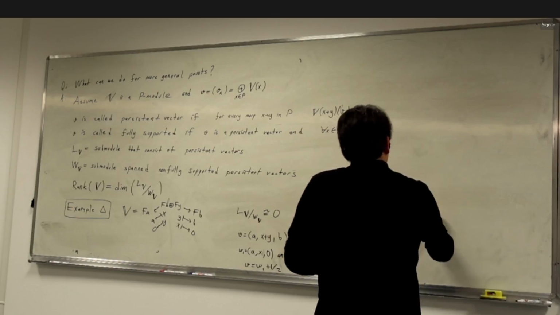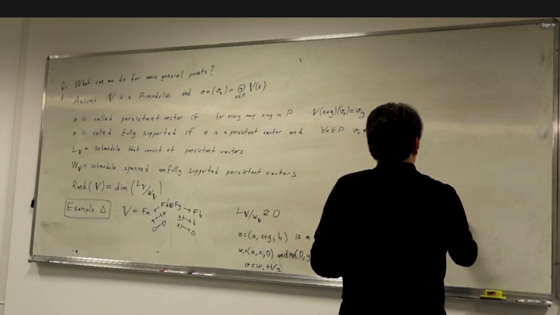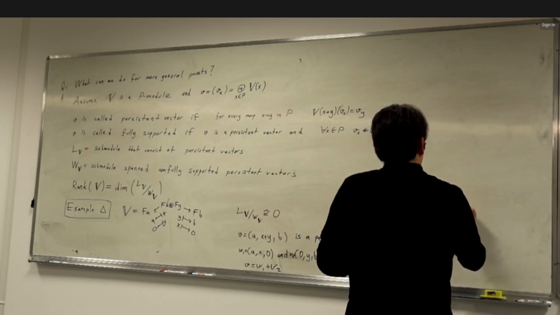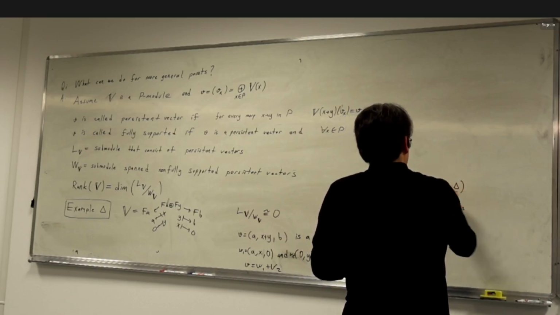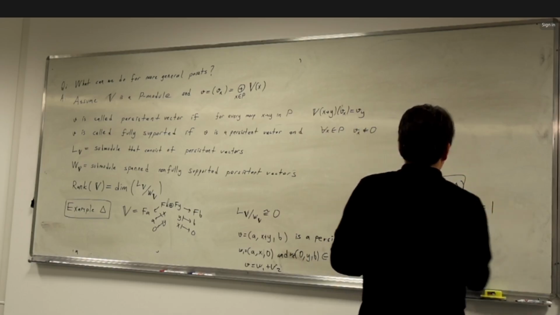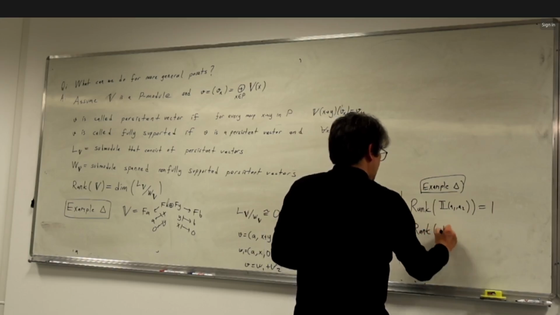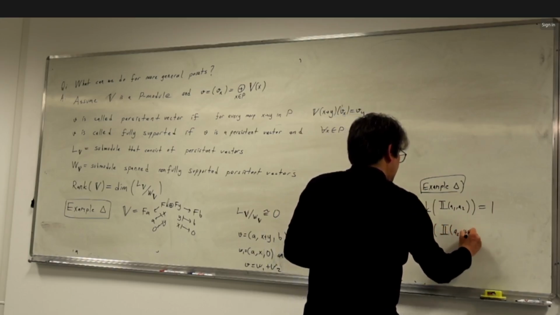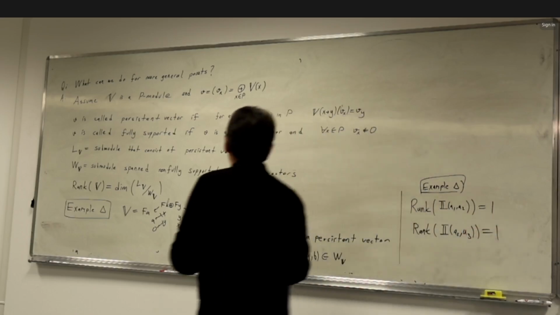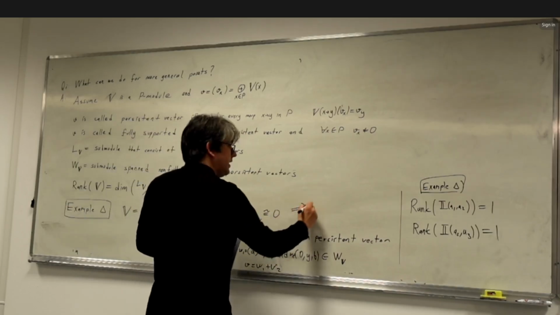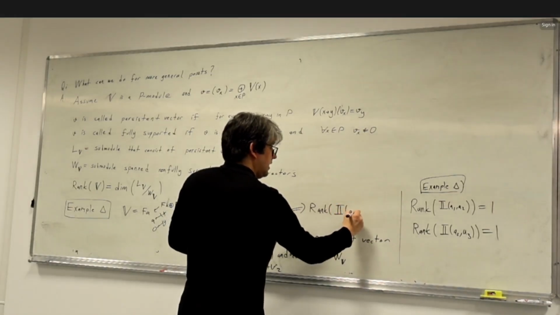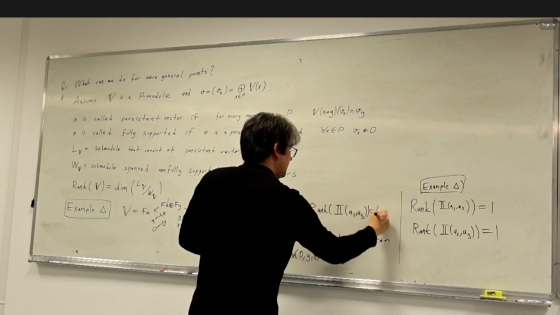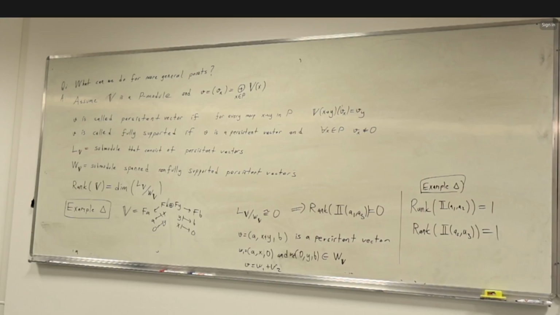But the rank of, for example, the interval module A1, A2, in example triangle, is 1. And the rank of A2, A3 is 1. So from here, we get the rank of the interval A1, A3 is 0. Okay.